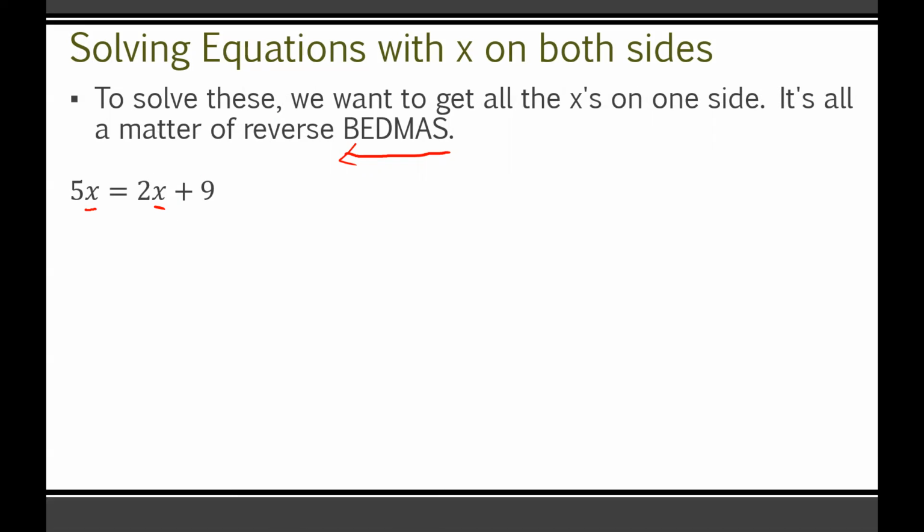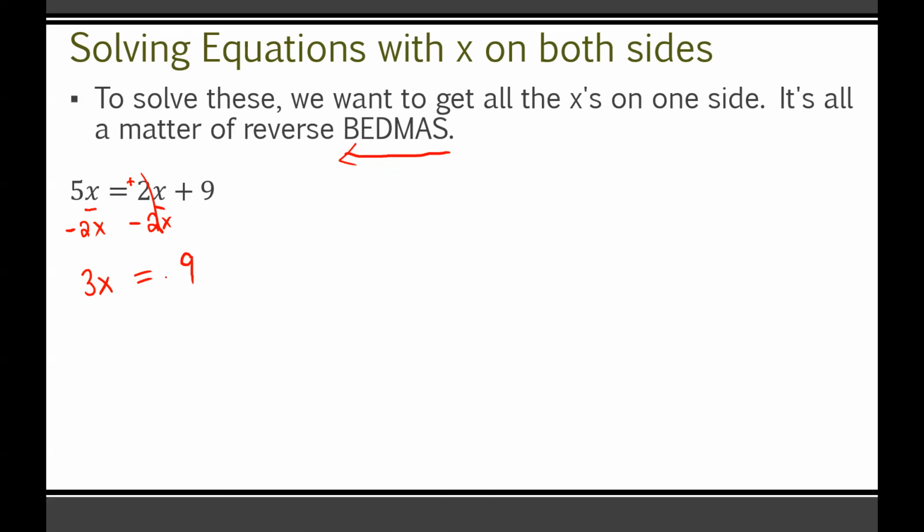It's crazy. But we want to get all the x's to one side. So what I usually do is I look at the smaller x, and that's the one I move over first. So let's say this 2x, let's move it over to the other side. And to do that, we just have to do the opposite operation. Technically, this is a positive 2x right here. So to get rid of that, let's minus 2x from both sides. That gets rid of it on the right-hand side. And on the left-hand side, we have 5x minus 2x. So we've only got 3x left over, and that equals positive 9.